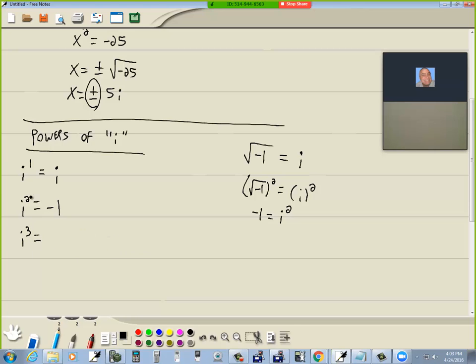Now i to the third, to get i to the third, you take i to the first times i squared. So you show it over here instead of just saying it. Since these are both i to a power, you add the exponents. So I got 1 plus 2 gives us i to the third. So this times this gives you i to the third. So if I multiply what's on the right side, i times negative 1 gives you negative 1i or negative i.